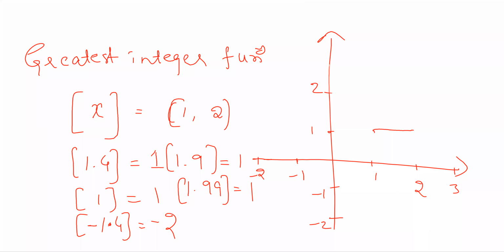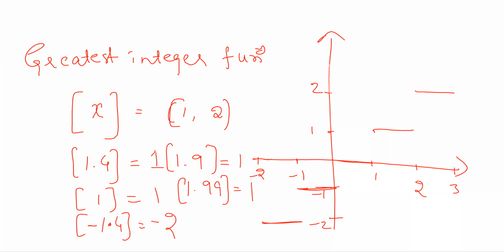And from 0 to 1, what will be the value of the greatest integer function? From 0 to 1, it will take the value 0. Less than 0 means it will take -1, and less than -1 means it will take the value -2. Greater than 2 means it will take the value 2. How does it look? Like steps, like a step function.